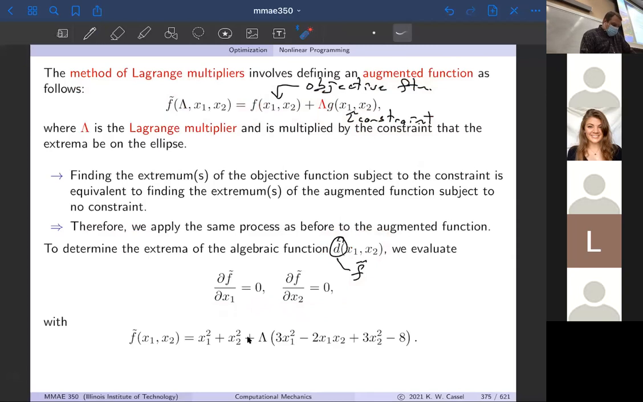So for this particular problem, f tilde is f, which is x1 squared plus x2 squared, plus capital lambda times the constraint, which is the equation of the ellipse, 3x1 squared minus 2x1 x2 plus 3x2 squared minus 8. Now this is our new function, our augmented function f tilde. That's the new function that we differentiate with respect to x1 and x2.